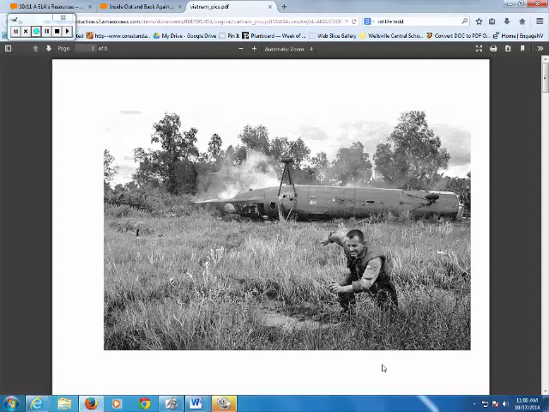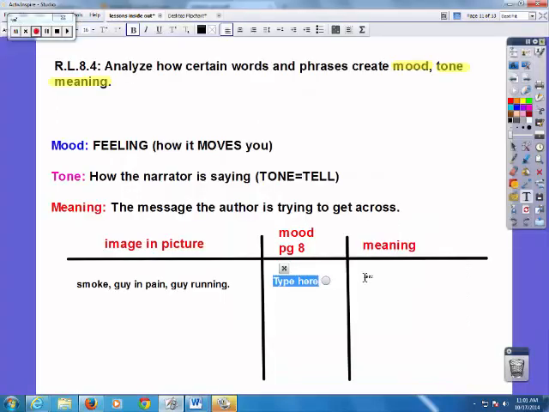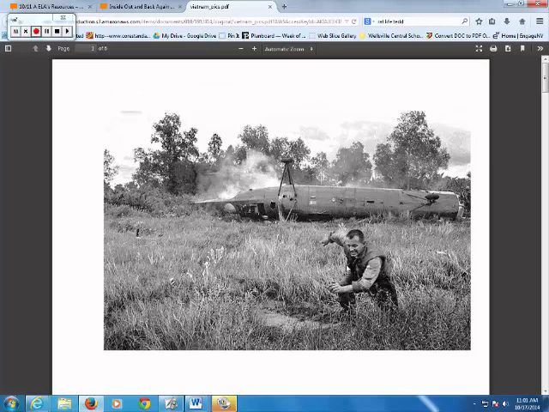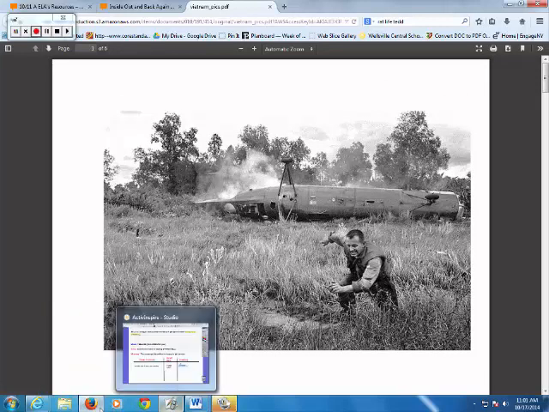Does it look like a happy mood? No. It looks like a very, I'm going to say, frantic and rushed mood. So I'm going to say frantic. Even panic. So what's the meaning that, in this case, the photographer is trying to get across? So I would say, since this creates a frantic mood, I think that he wanted to show that the guy was in danger and he was trying to get out of there very fast.